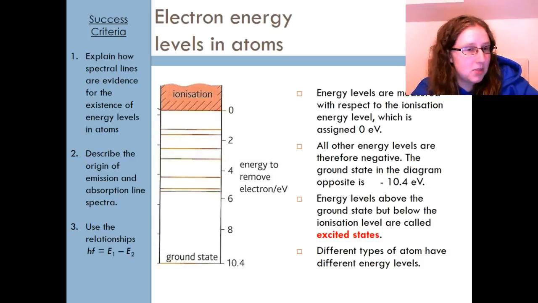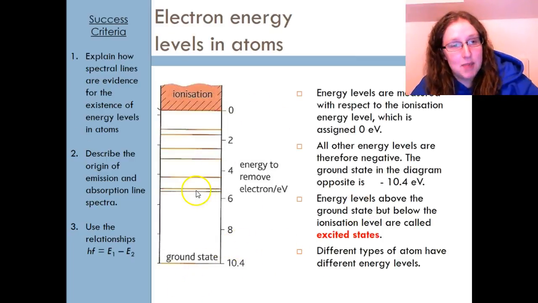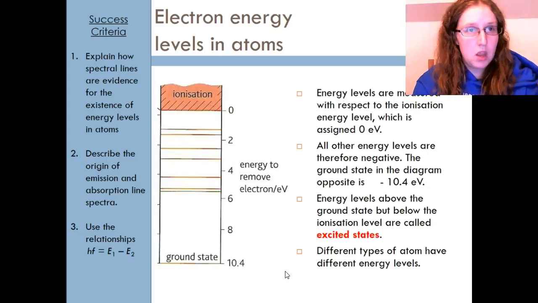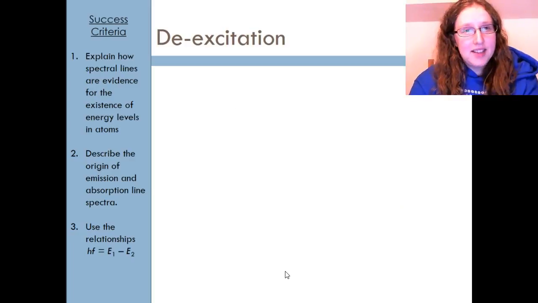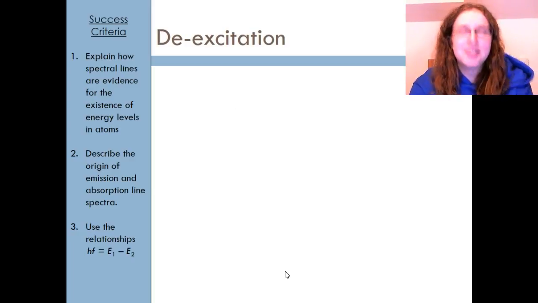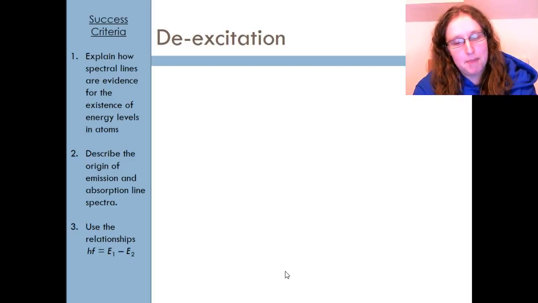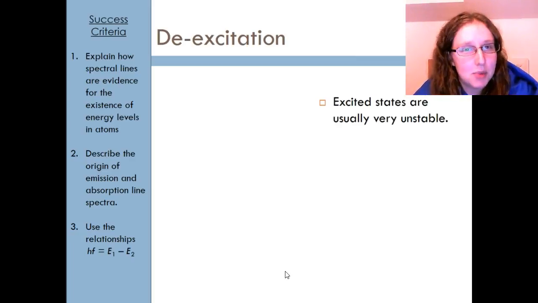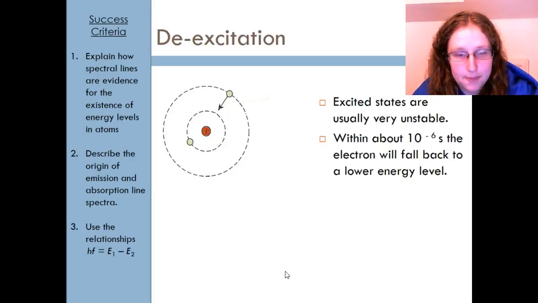And different types of atoms have different energy levels. So if I did this diagram for a hydrogen atom and compared it to a helium atom, these rungs would appear in different places. So, excitation is going up, de-excitation is coming back down. Excited states are typically very, very unstable, so electrons don't stay there long. They tend to want to go back down.